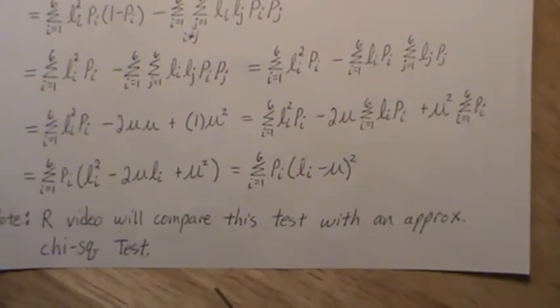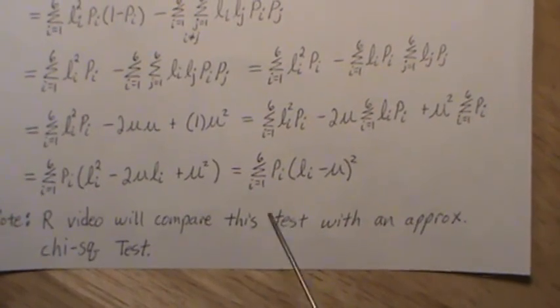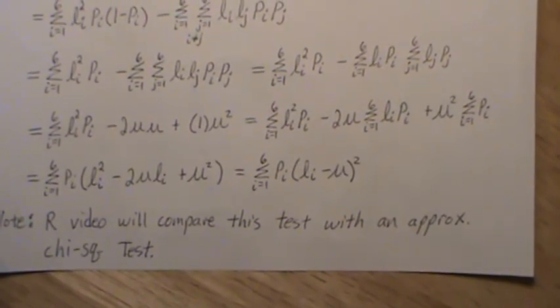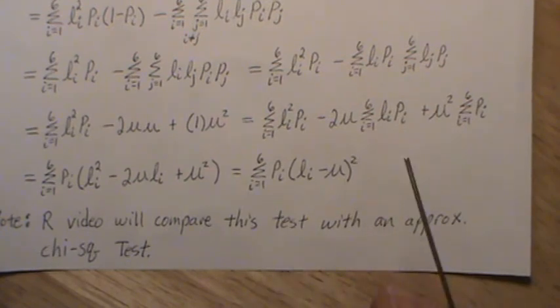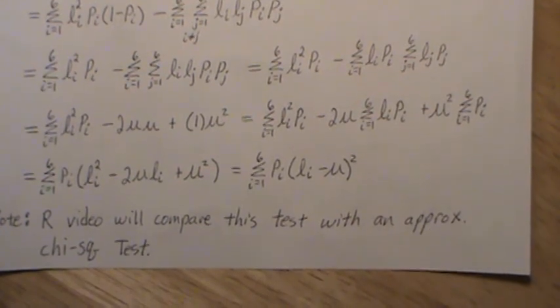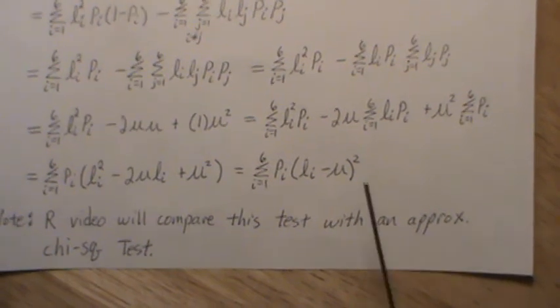Now I'm going to create an R video to compare this test with an approximate chi-squared test to see which one has better power and maintains the alpha level better.